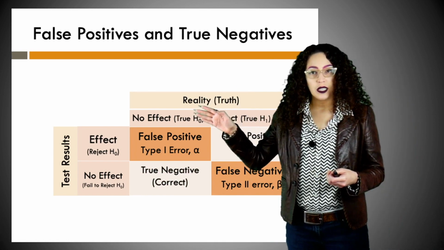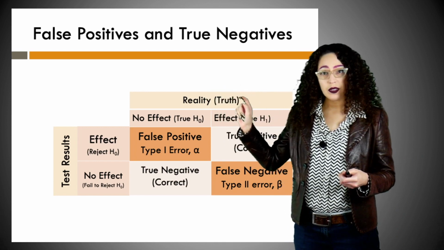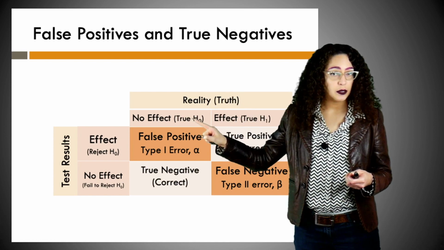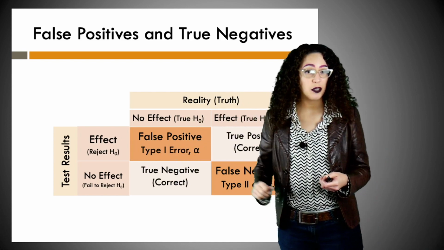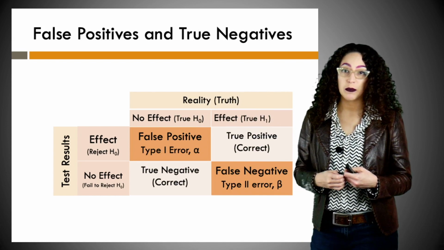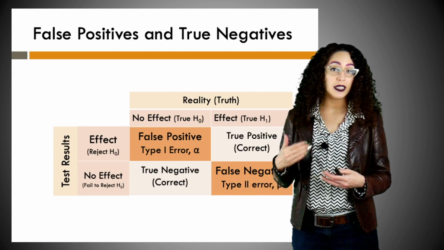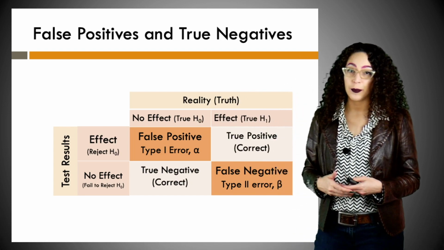Let's say that that drug has no effect in real life. It's just as good as a placebo. So in reality, it has no effect, but you ran a test and you rejected the null hypothesis incorrectly. You have now just committed a type 1 error, and that is called a false positive. You said there was something there when in reality there's not.